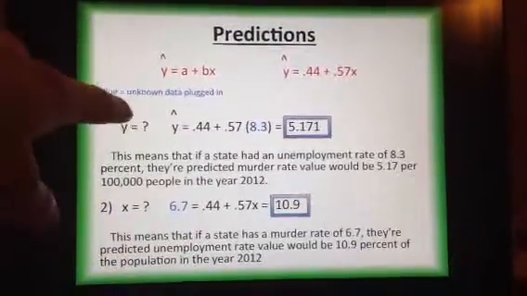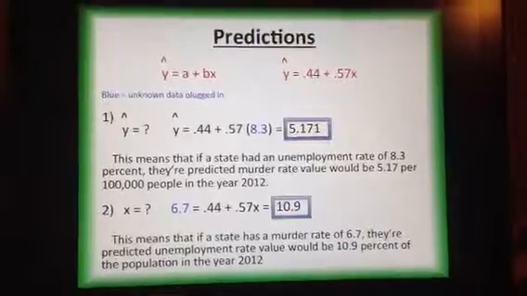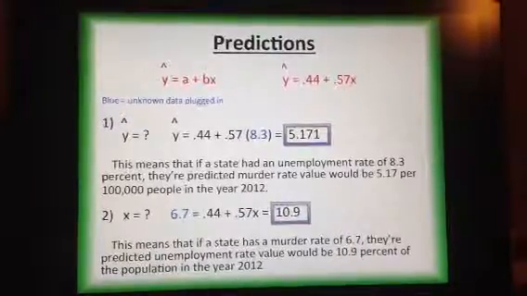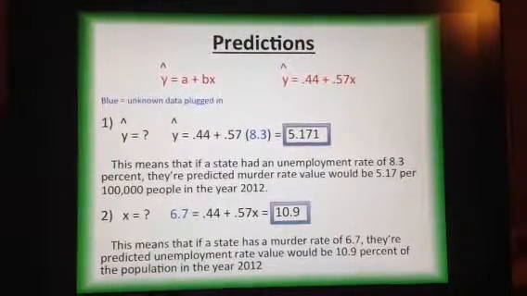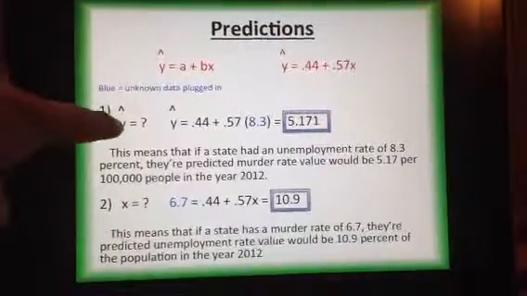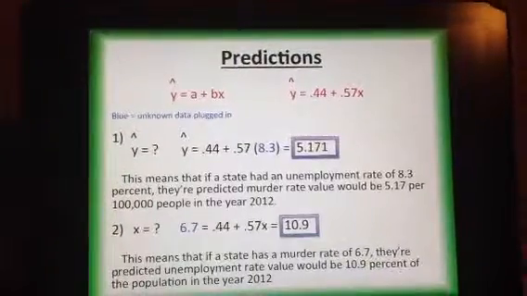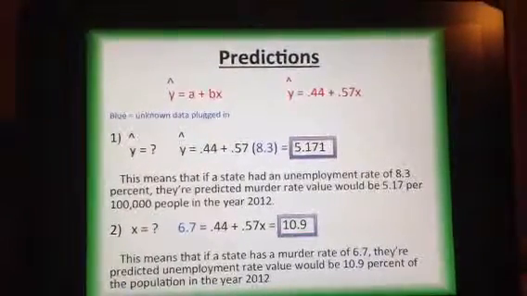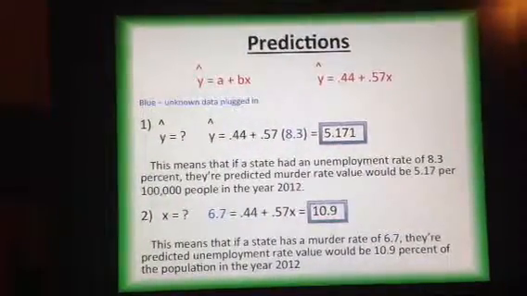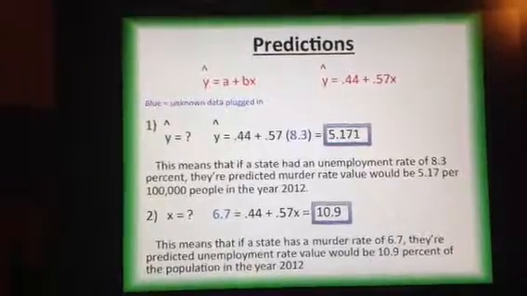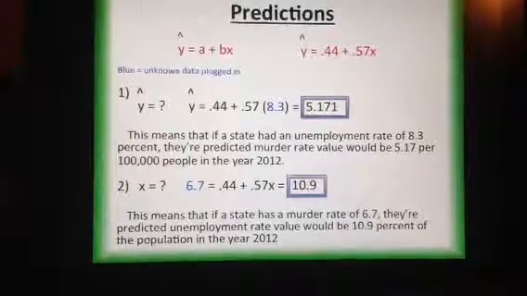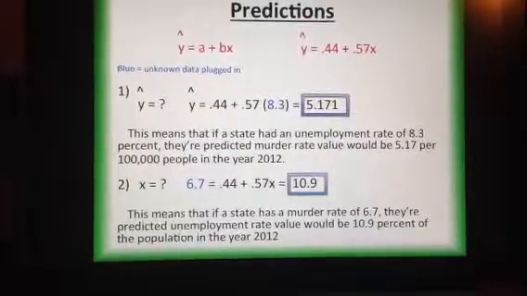I have right here the equation we used, which was y-hat equals a plus bx, and plugged in my data, which was y-hat equals 0.44 plus 0.57x, and we had to create two different questions to find our own predictions. Here we're trying to find y-hat, and I plugged in just a random number, 8.3, and so we got 5.171, and this means that if a state had an unemployment rate of 8.3%, their predicted murder rate value would be 5.17 per 100,000 people in the year 2012.